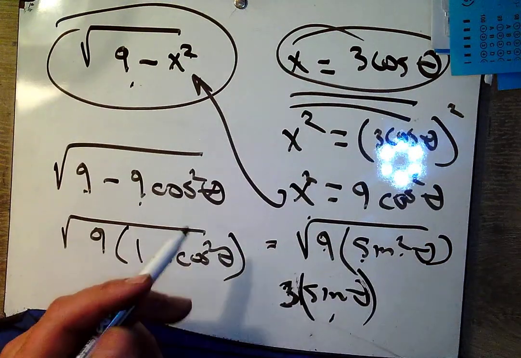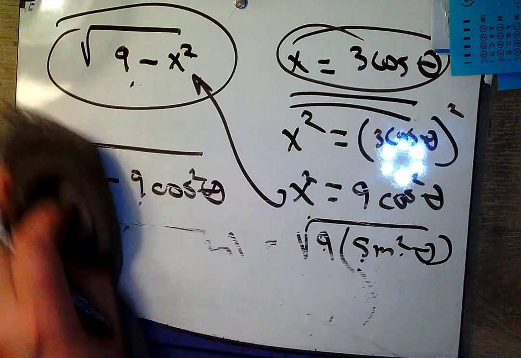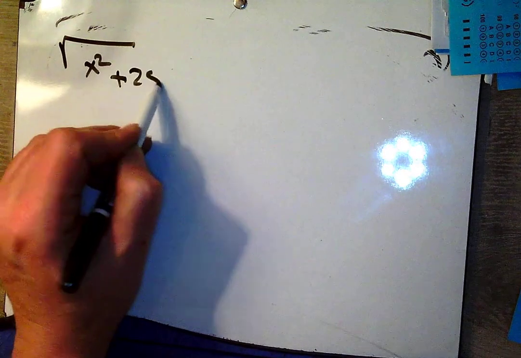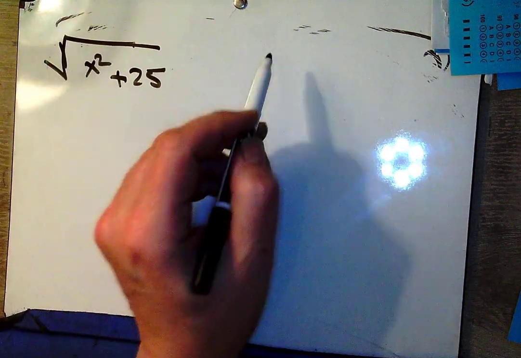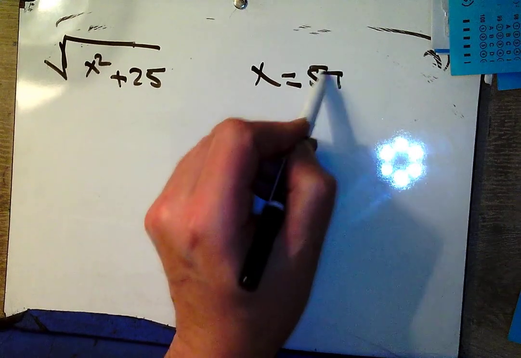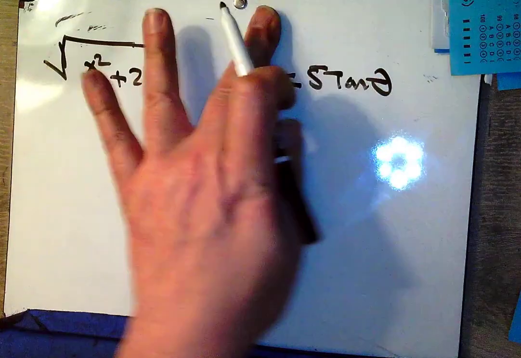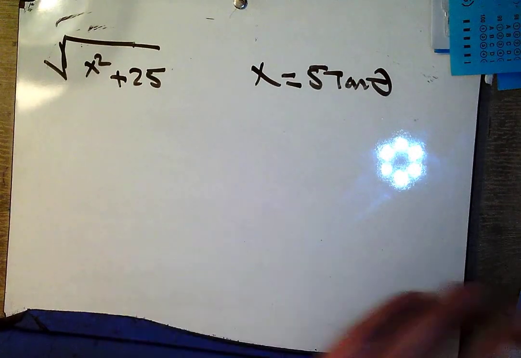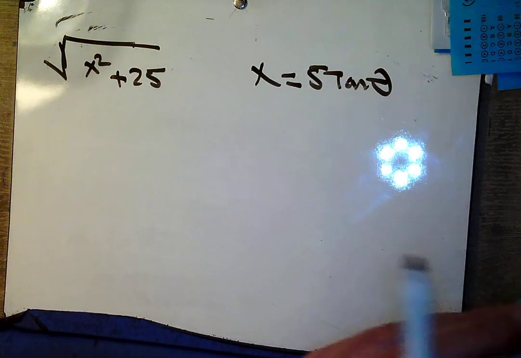Okay, so how about you take a look at this one? Square root of x squared plus 25, and x should be 5 tangent theta. Will you try making that substitution and simplifying that expression?